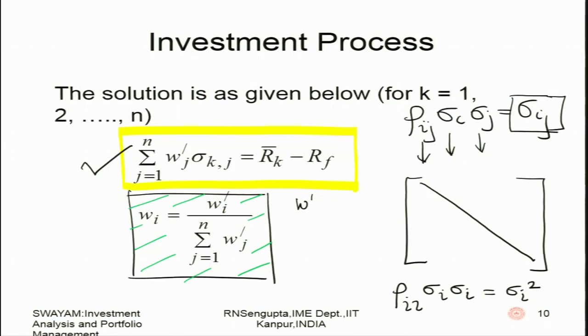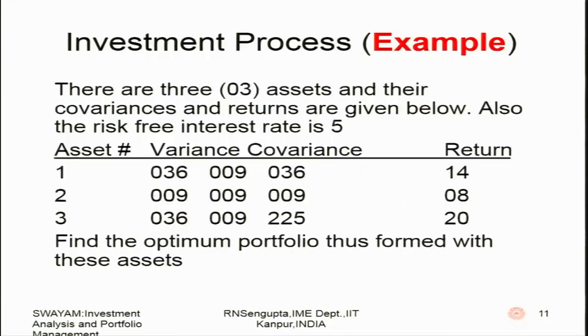You have n equations and n decision variables; all the decision variables are the weights you need to find out. Considering this very simple problem, with hypothetical values, it will give you an idea. There are 3 assets. Obviously it can be increased to more than 3 assets, but to solve it, I took 3 assets, and their covariances and returns are given.